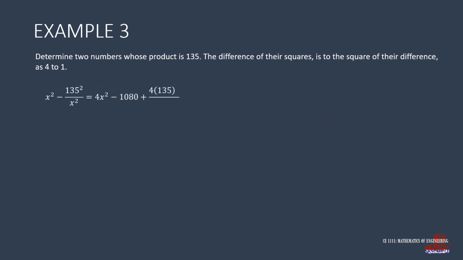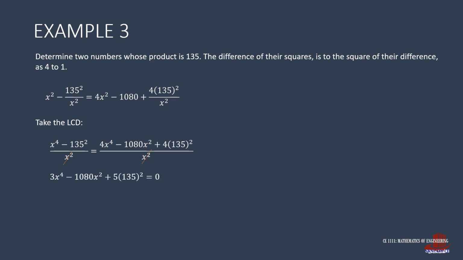With a simplified equation, create a single fraction on either side by taking the LCD, and that would be x raised to 4 minus 135 squared all upon x squared. This is equal to 4x raised to 4 minus 1080 x squared plus 4 times 135 squared, and all three terms are upon x squared. Cancel the denominators, then collect similar terms, and get 3x raised to 4 minus 1080 x squared plus 5 times 135 squared as equal to 0.